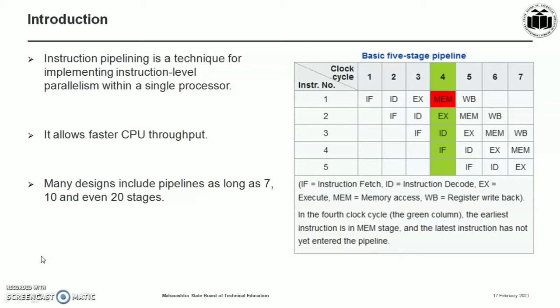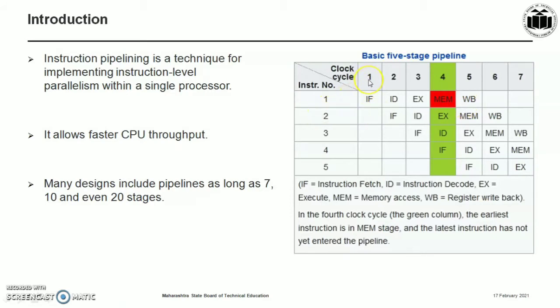This is the basic 5-stage pipeline. Here you will see the number of instructions. Here you will see the number of clock cycles. Each instruction will go through these steps. The first step is the instruction fetch. The second step is instruction decode. Third, instruction execution. Fourth, memory access. And fifth, register write back.